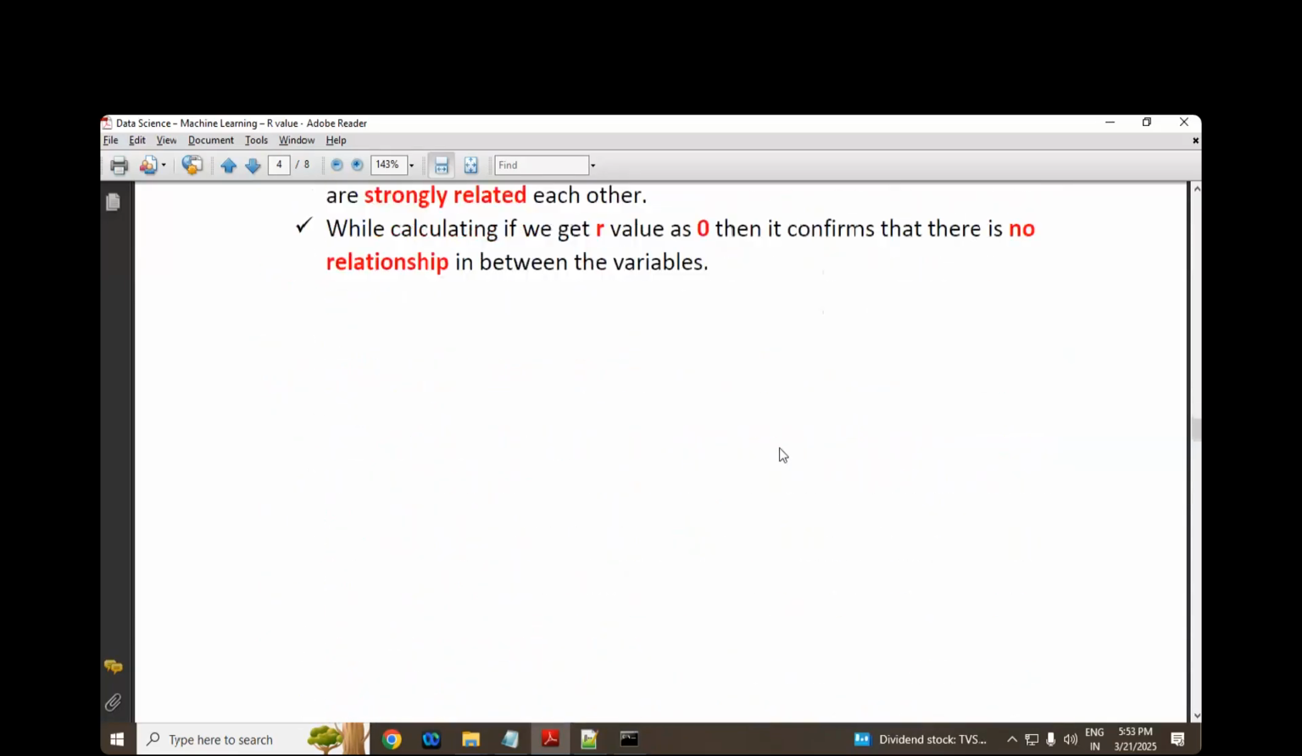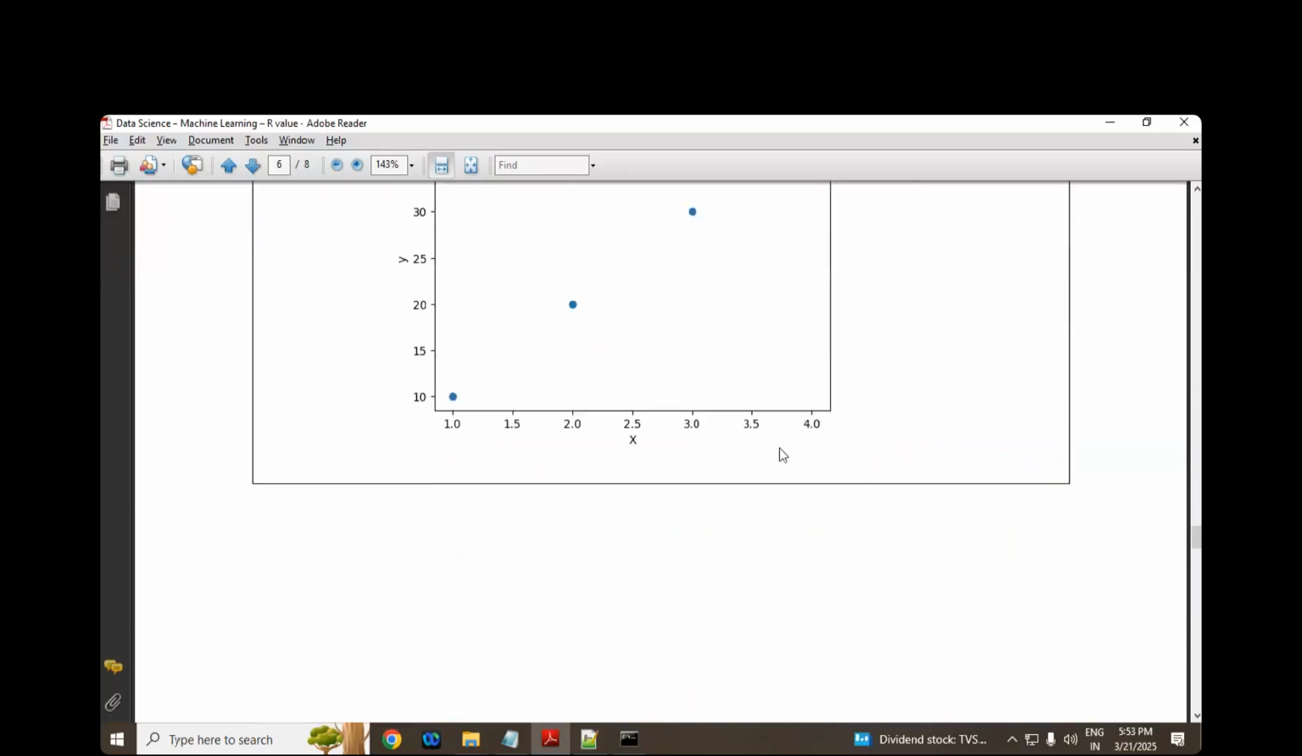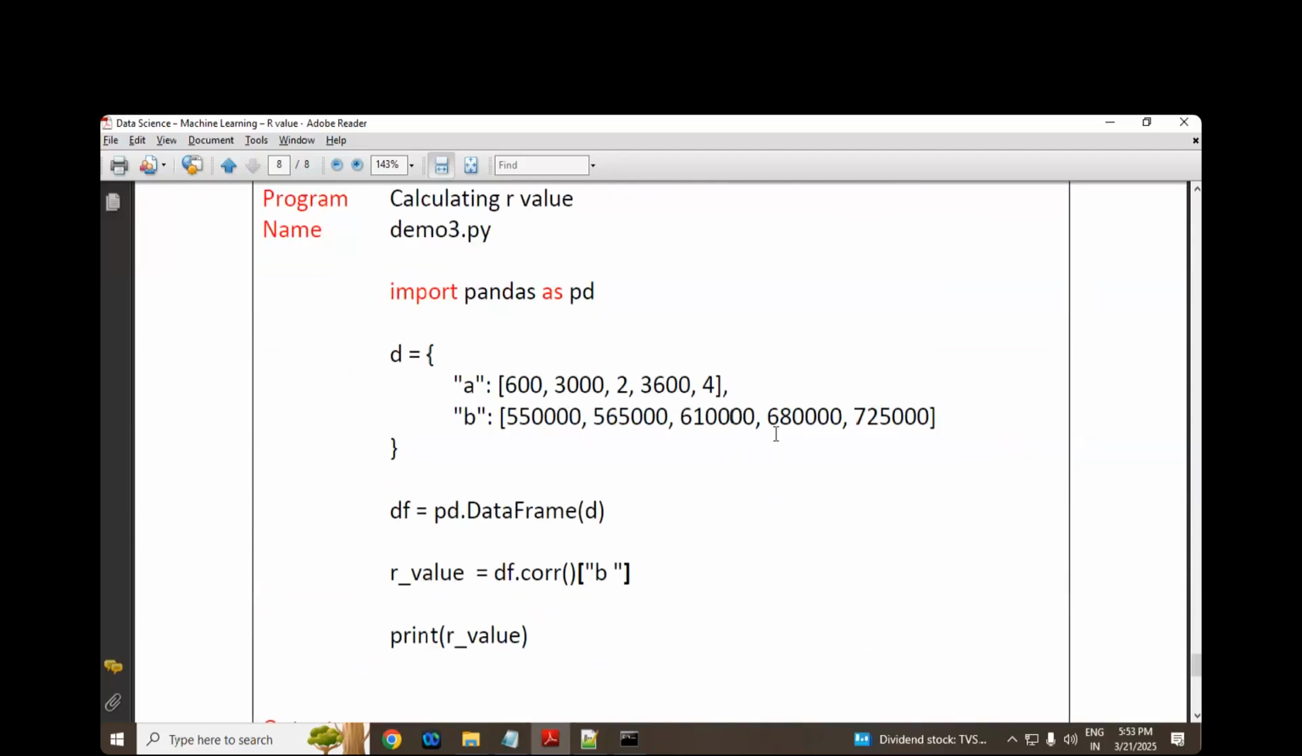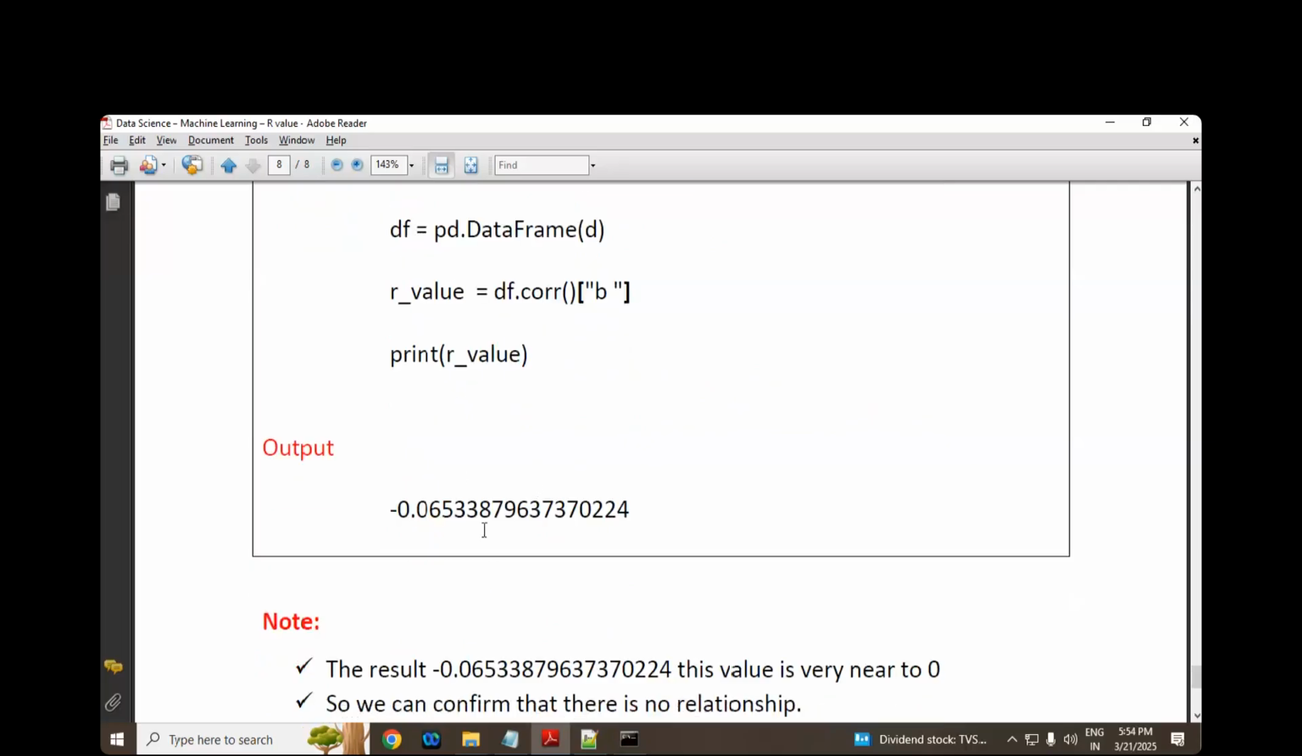Okay. Now look at the data. Now I'm going to take some irrelevant data. Irrelevant in the sense that there is no relation between input and output. What is the input value? 600. Output is 5,50,000. Input is 3,000, output 5,65,000. Some random values I have taken. We just have to find out the relation.